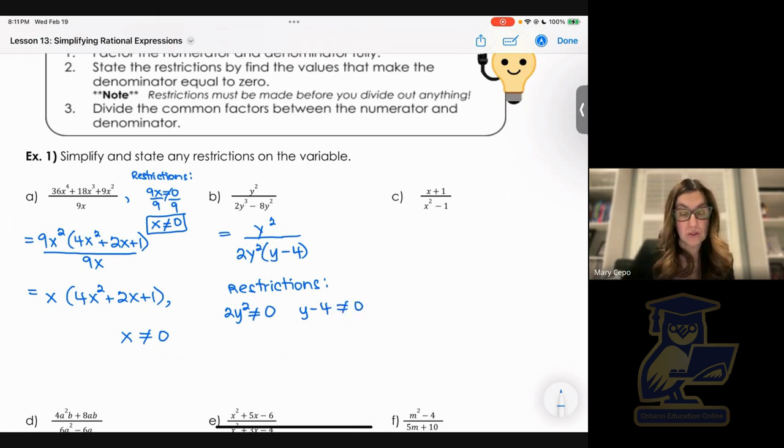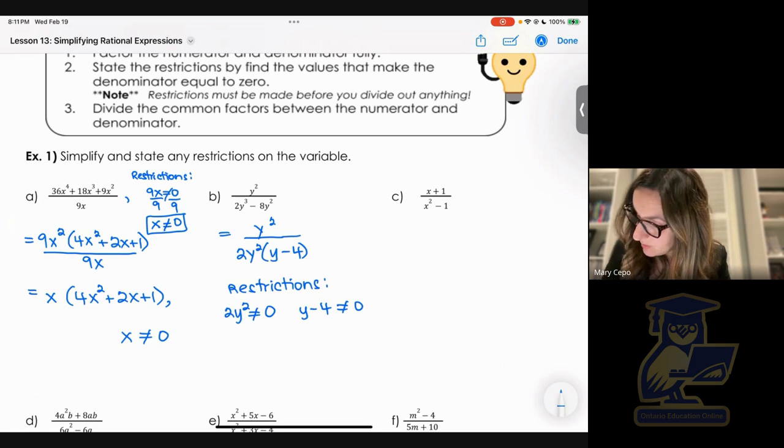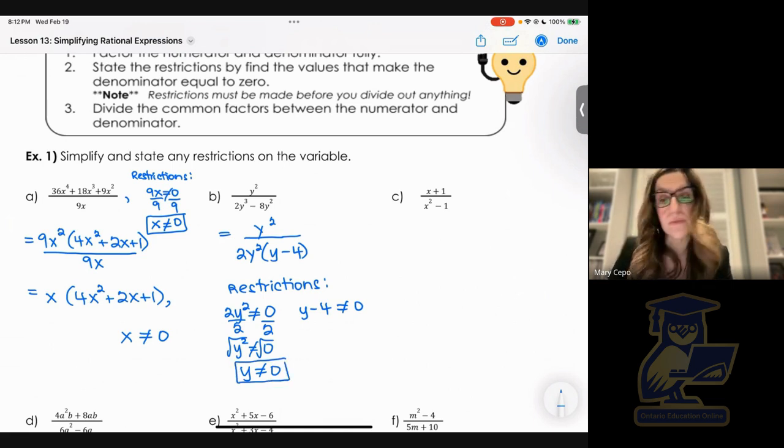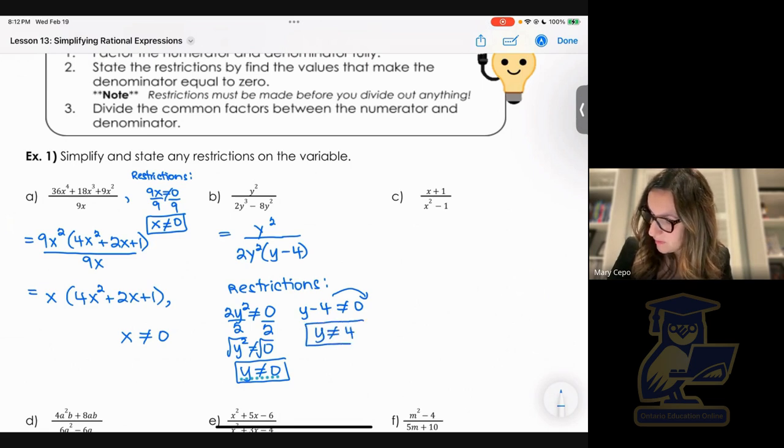For both of those factors, we need to determine what value of y would result in the denominator equaling 0. So we set each equal to 0 and we solve. We're left with y squared is equal to 0. Y, again, cannot equal 0. So that's one restriction. And then we have y minus 4 can't equal 0, bringing that over, y cannot equal 4. Which means with this expression, y cannot equal 0 or 4.